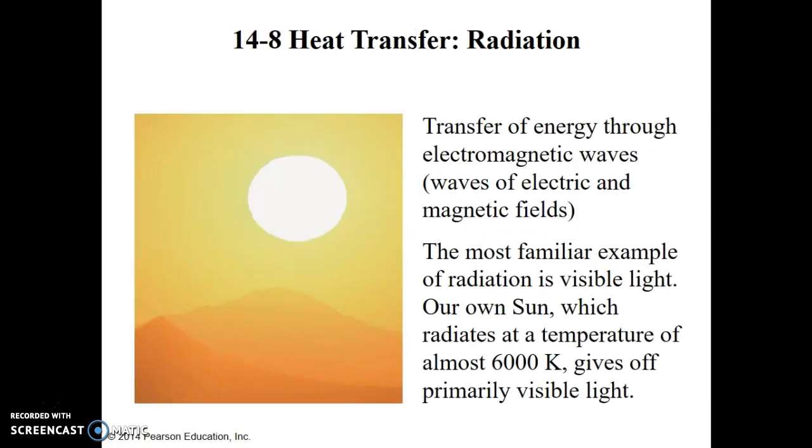All right, now we're ready to talk about radiation. Radiation is the transfer of energy through electromagnetic waves, or waves of electric and magnetic fields. The most familiar example that we have of radiation is actually visible light. Our own sun has a peak wavelength of radiation of visible light. It gives off more visible light than any other type of electromagnetic wave.